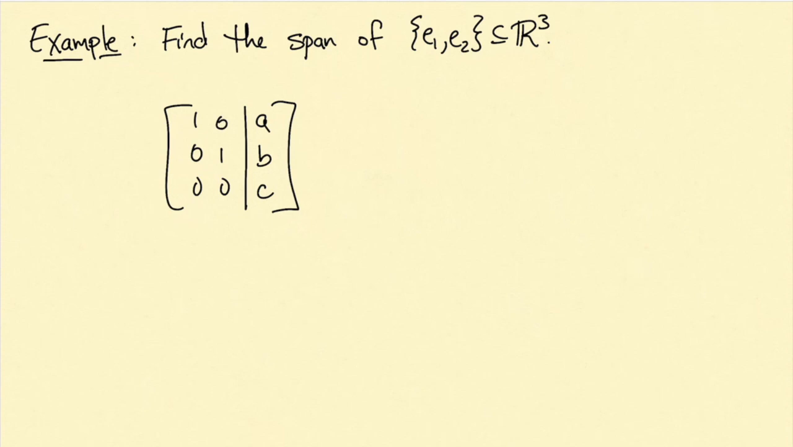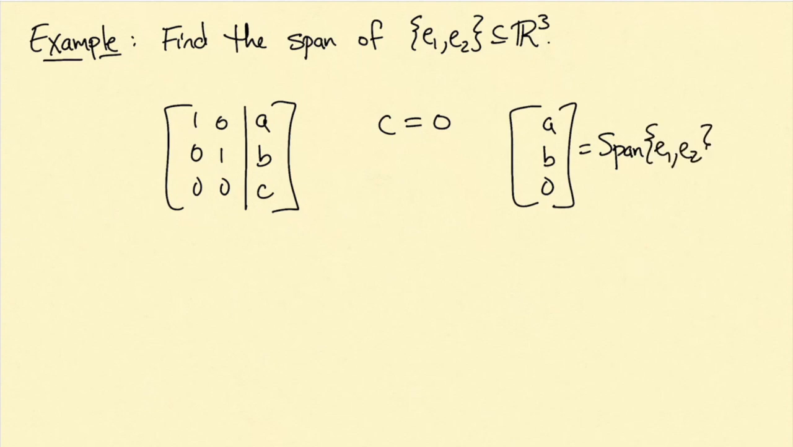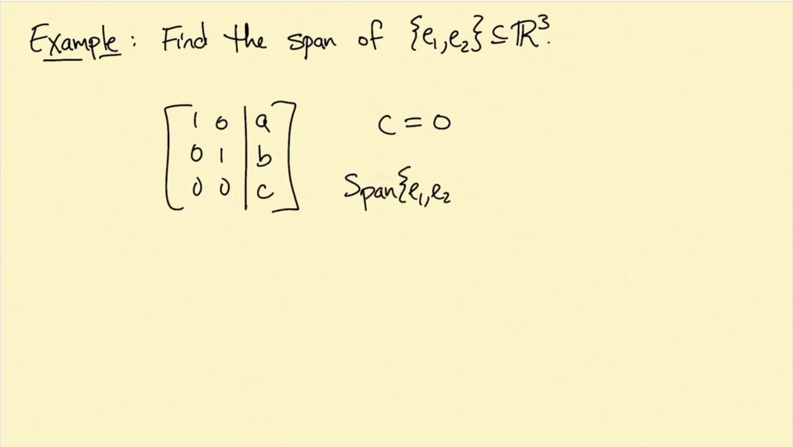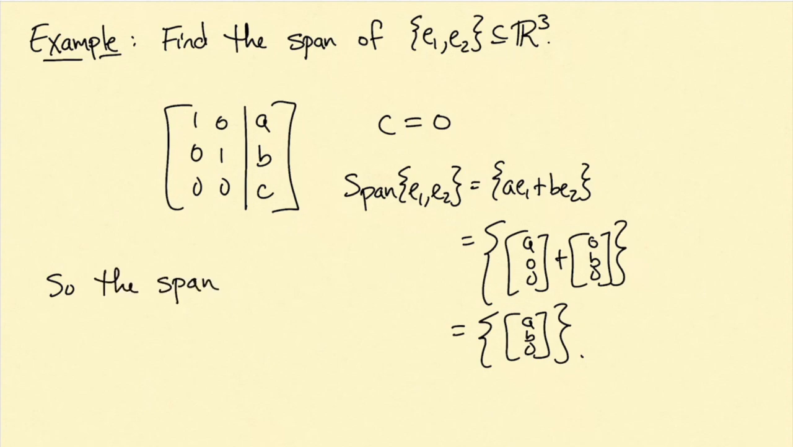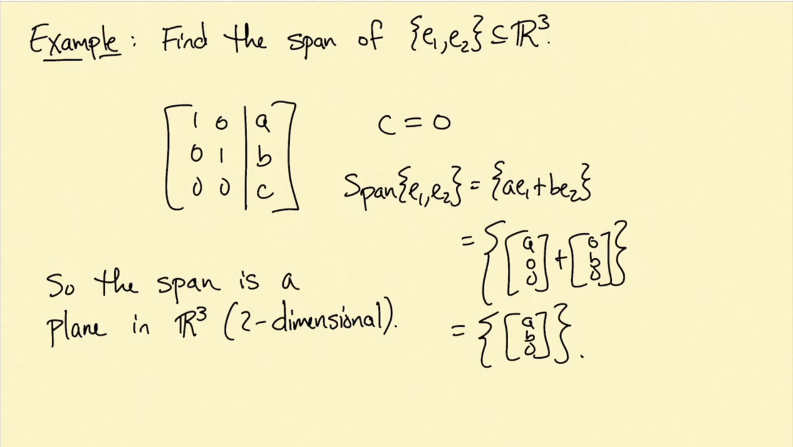So namely, C must be equal to 0 for this matrix to be consistent. The set of vectors in R3 whose third entry is 0 is simply the xy plane. That is, all of the vectors whose z-coordinate is 0. So you can see here we have two pivot positions, and we get a two-dimensional span.